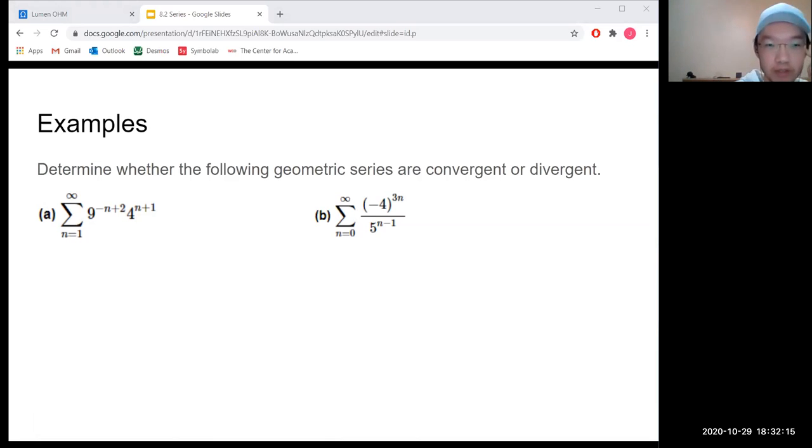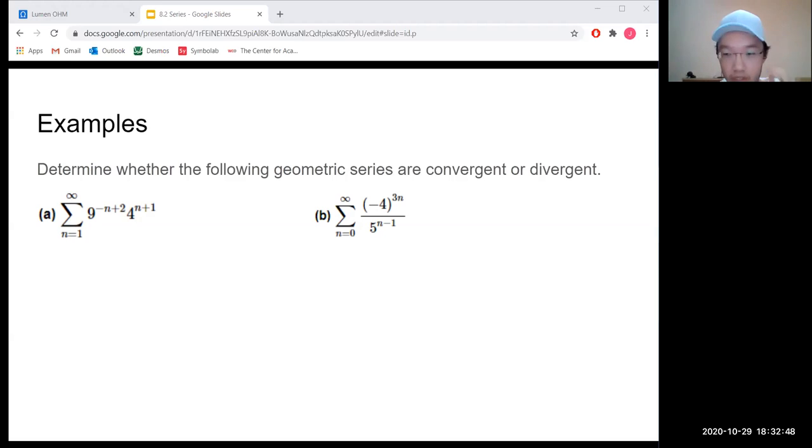Now, I want you to look at these 2 examples right here. Actually, just look at part A. So part A has a series, and the directions are calling it a geometric series. Now, I don't know about you guys, but that doesn't look like a geometric series to me. Does that look like a geometric series to you? It doesn't. I don't think so.